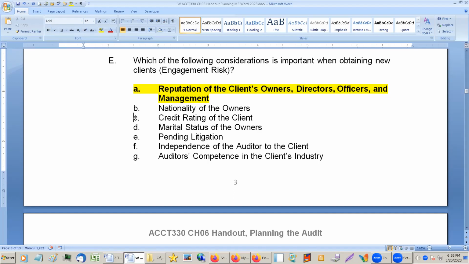Credit rating. This is actually going to be a yes. And it's not that you think you're not going to get paid. It's because, for instance, let's say a client is doing poorly and maybe it looks like they may be going into bankruptcy or something like that. They have a poor credit rating.